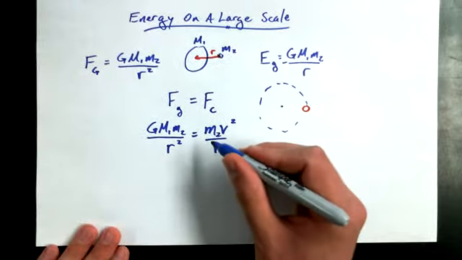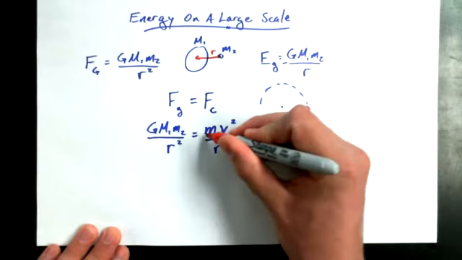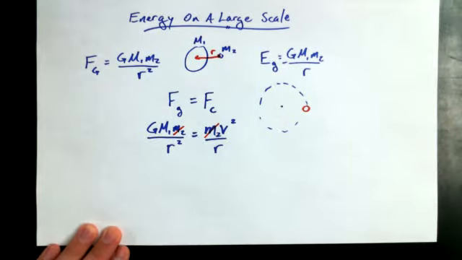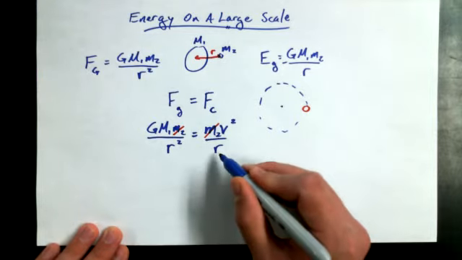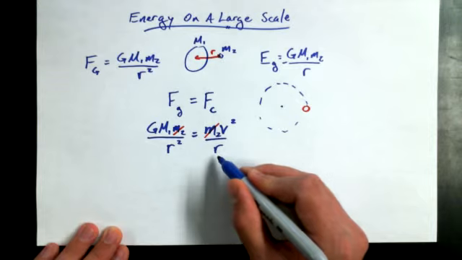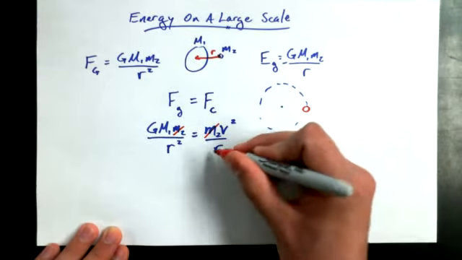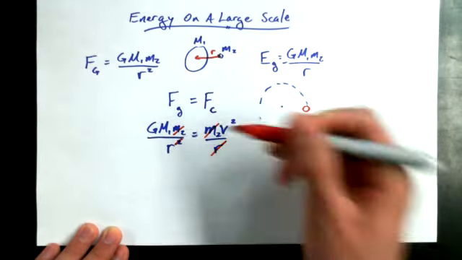So if we have an m2 on both sides, we can divide both sides by m2, because they're both monomials. They're not binomials or anything like that. So I can just divide both sides by m2, no problem. And then I've got an r squared on the bottom here and an r on the bottom here. So I could multiply both sides by r, which would eliminate this r and eliminate this squared.